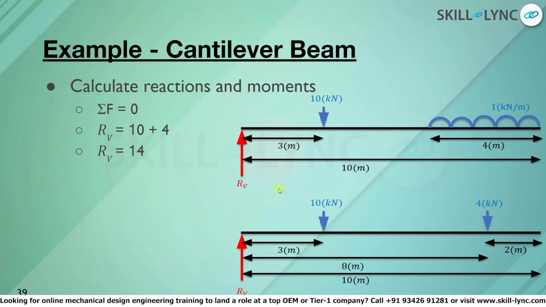We know that the net force within the beam is equal to 0, and RV, which is the upward load, should be equal to the net downward load. This is equal to 10 kilonewton plus 4 kilonewton. So, RV here is equal to 10 plus 4 kilonewton. Again, this 4 kilonewton is the result of the 1 kilonewton per meter load that acts over 4 meters, which is 1 into 4. That way we got RV equal to 14.